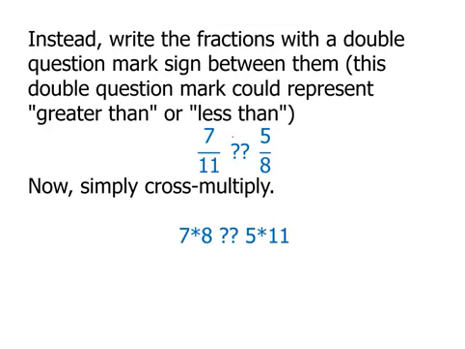So we just cross-multiply. We get 7 times 8 and 5 times 11, so that's 56 on the left and 55 on the right. Well, now we know 56 is bigger than 55. We did nothing to change the direction of the inequality. So, in fact, 7 over 11 is bigger than 5 over 8. And we found this with cross-multiplication.